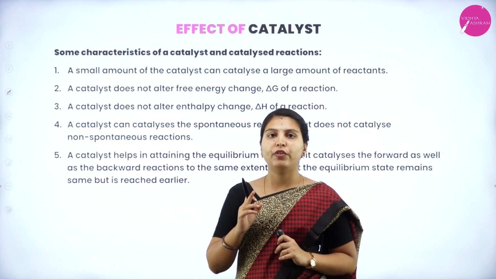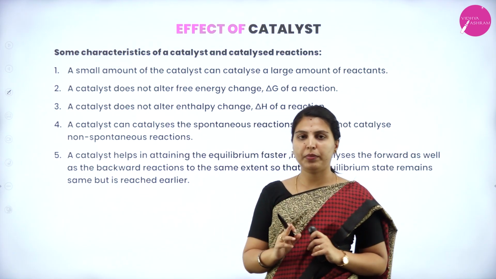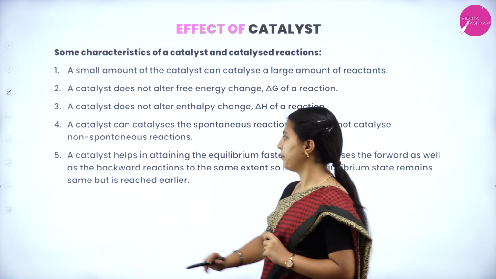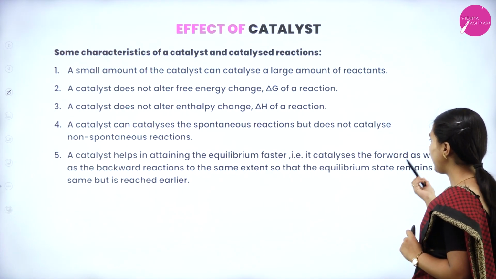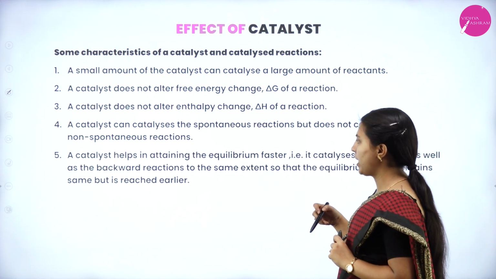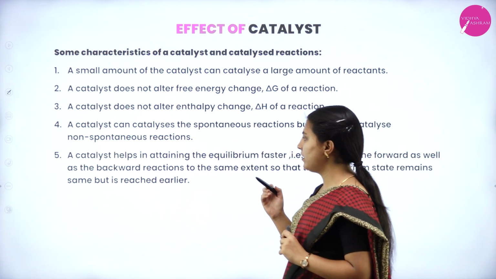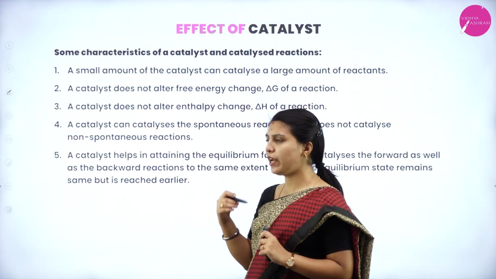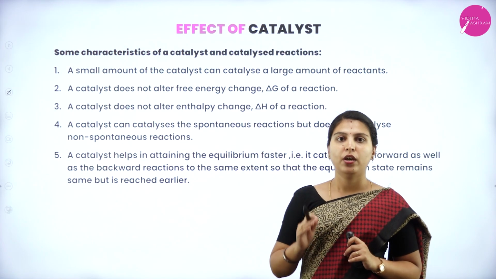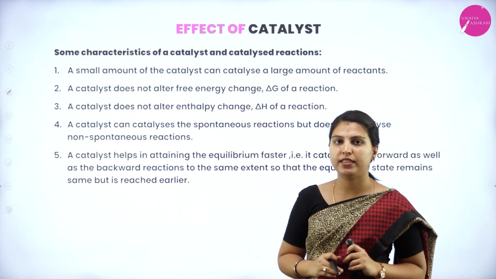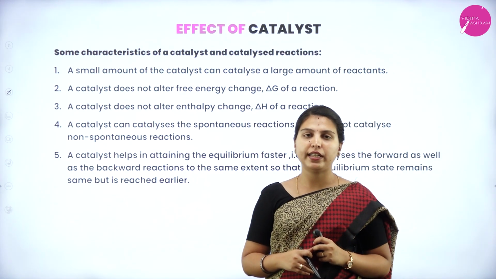A catalyst will only work on spontaneous reactions; it catalyzes the spontaneous but not the non-spontaneous reaction. A catalyst helps in attaining the equilibrium faster, that is, it catalyzes the forward as well as the backward reaction to the same extent, so that the equilibrium state remains the same but it is reached earlier. It can work forward also, it can work backward also, and it will reach the equilibrium we are expecting, but faster. And these are the 5 major characteristics of a catalyst.